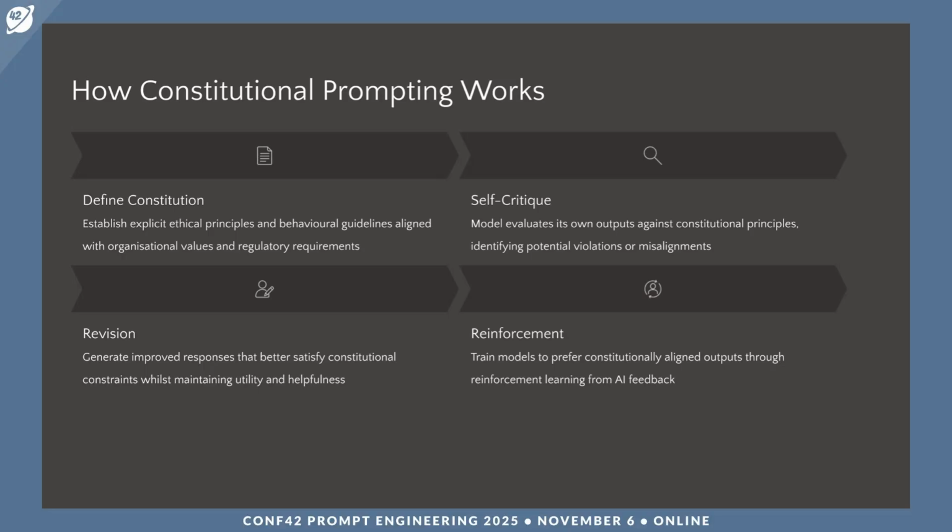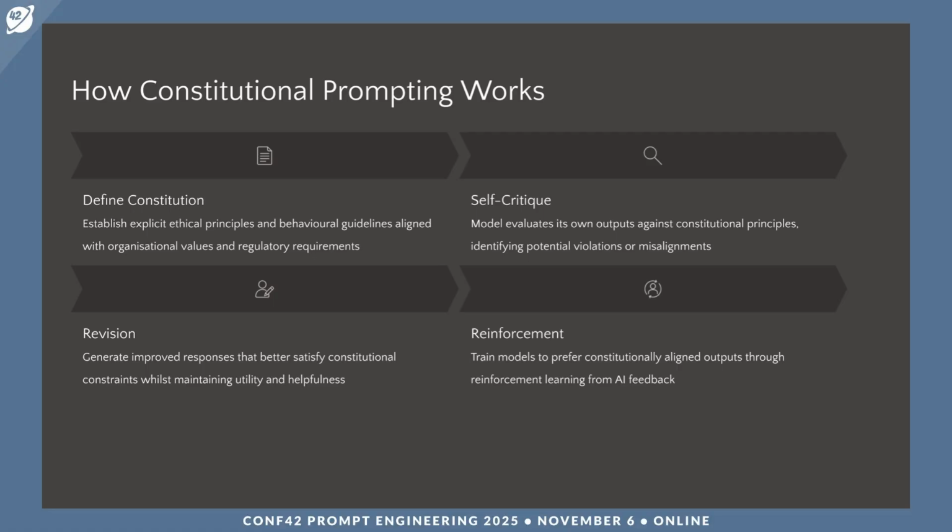Now let's take a look at how this constitution works, right? The constitutional prompting framework starts with defining the constitution. So you define your own constitution based on your organizational values, right? Your regulatory requirements. If you're working in finance, you might be subject to FINRA regulations. If you're working in healthcare, you might be subject to healthcare regulations. And on top of those organizational values and regulatory requirements, the key important pieces: what are your ethical principles? What are the behavioral guidelines that your constitution should abide by? So that's the first step.